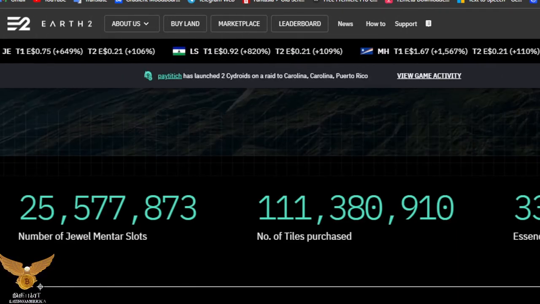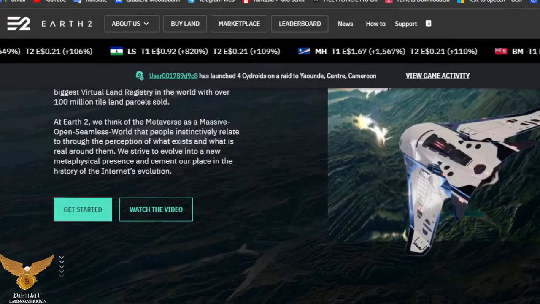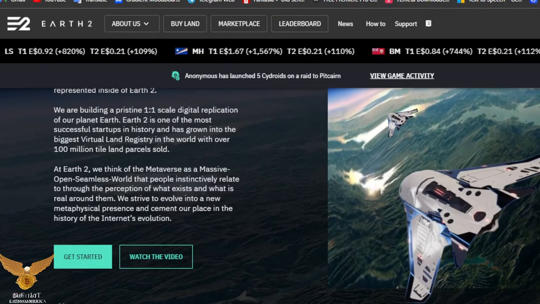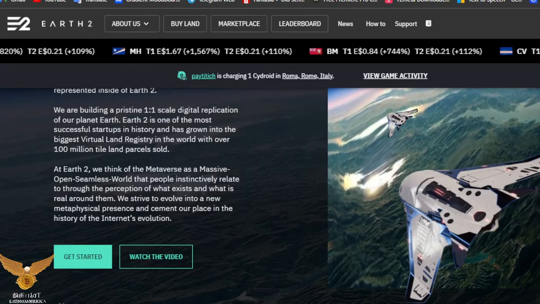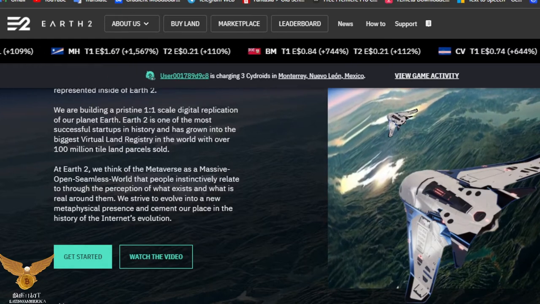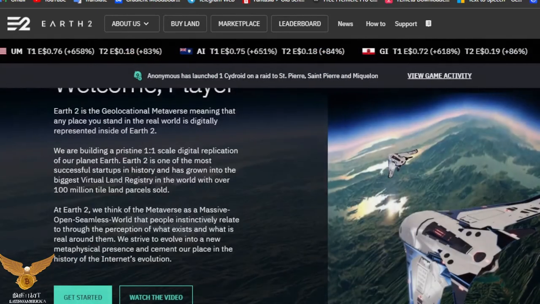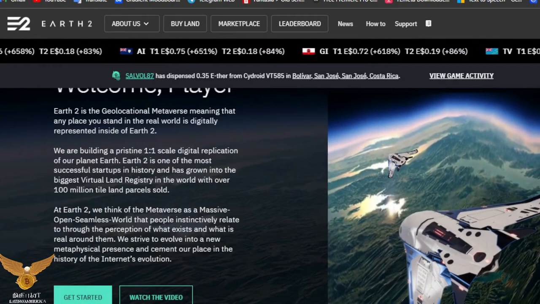In short, EARTH2 is a cryptocurrency project that seeks to create a virtual platform where users can buy, own, and trade parcels of digital land that represent real locations in the world. The platform uses a currency called Earth Token and has generated interest and controversy in the cryptocurrency community.